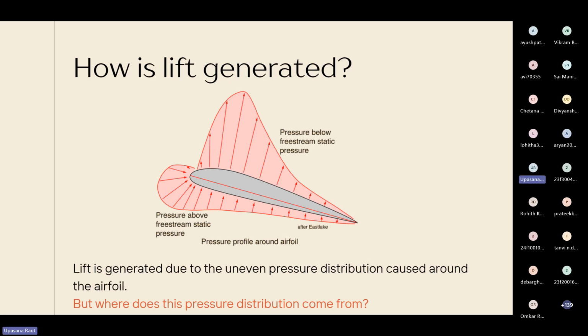But where does this pressure distribution come from? There is much debate about this. People are still not clear about it, and there are various explanations. Those explanations can be categorized into two groups: Bernoulli's equation explanation and Newton's law explanation. Let's get into the Bernoulli's equation explanation of how lift is generated.